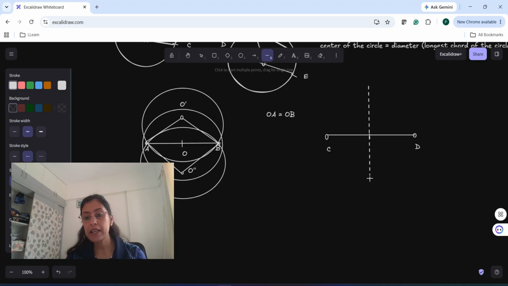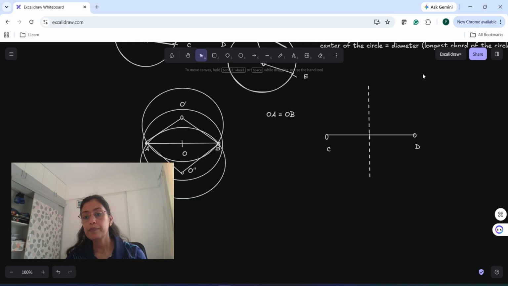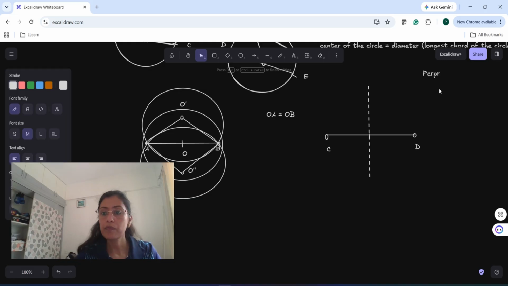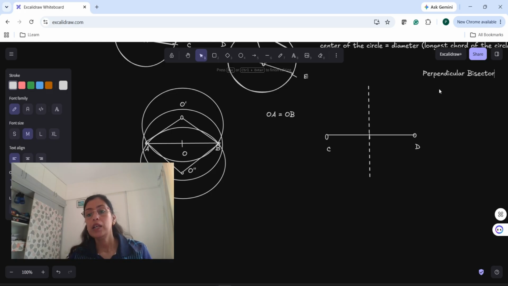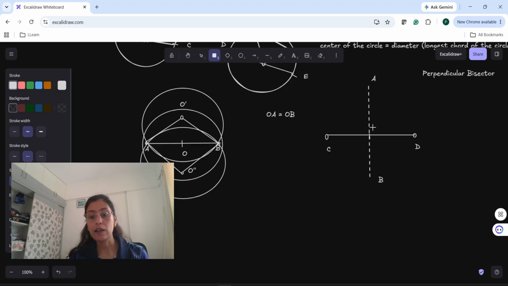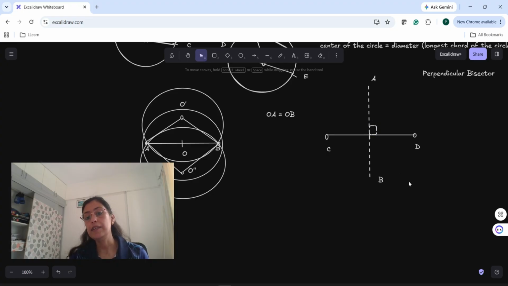What is a perpendicular bisector? Perpendicular is something which is at an angle of 90 degrees. Suppose I call this line AB. When I'm saying this line AB is perpendicular to the line CD, this means that the line AB is at an angle of 90 degrees to this CD.